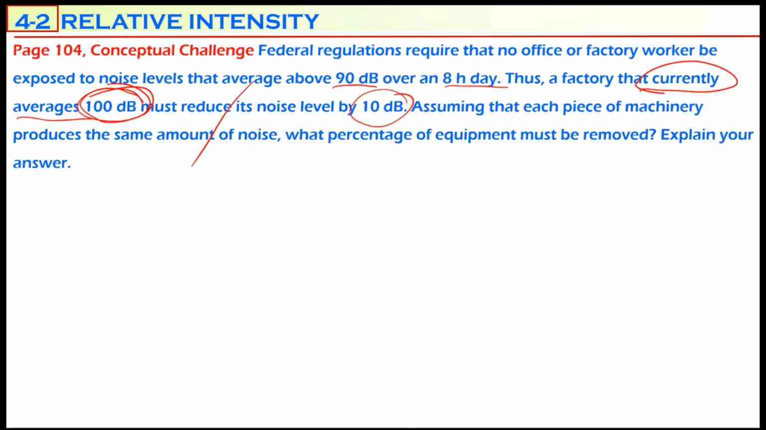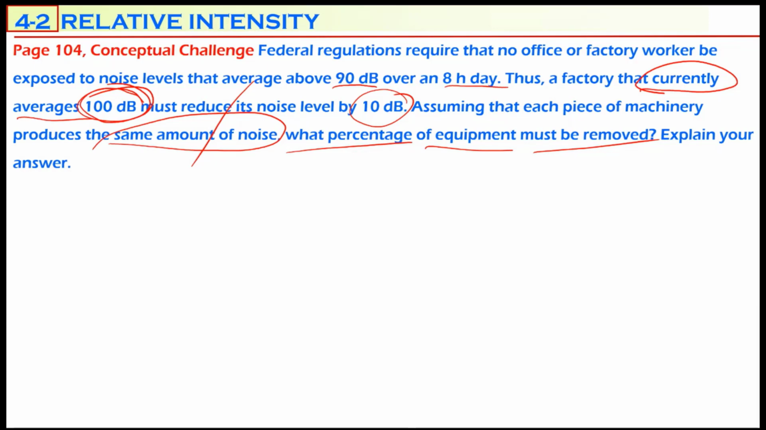Assuming that each piece of machinery produces the same amount of noise, and all the machines are identical. Same amount of noise means they are identical, and they are making the sound. What percentage of the equipment must be removed or switched off? So you should switch off some machines to decrease the noise level.